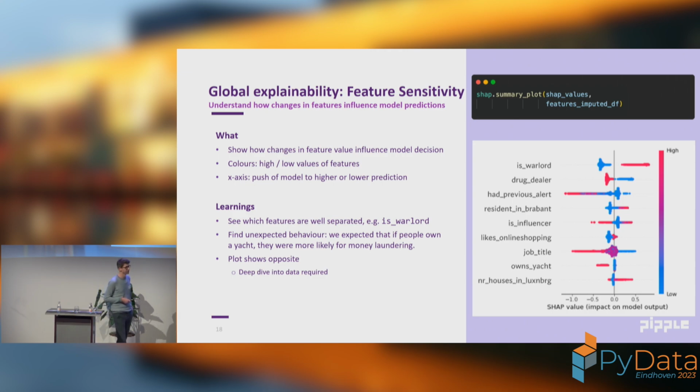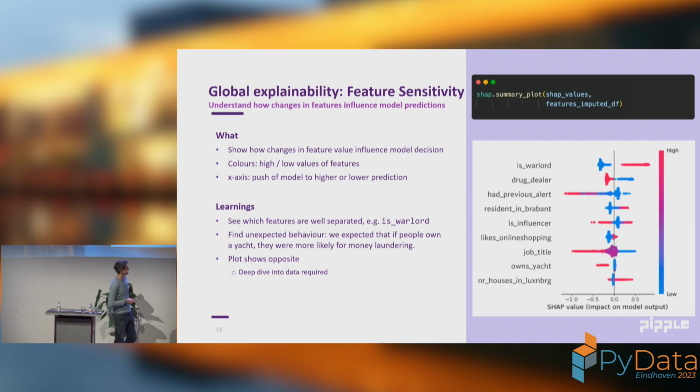So for example, looking at the first feature, if someone is a warlord, it pushes the model to a high SHAP value, meaning a positive prediction, so likely a money launderer. If someone is not a warlord, blue color, likely he is not a money launderer. You can also see for the warlord feature, it's quite nicely separated. There's a big gap. And you can make a clear distinction.